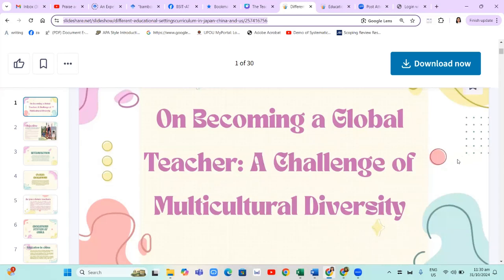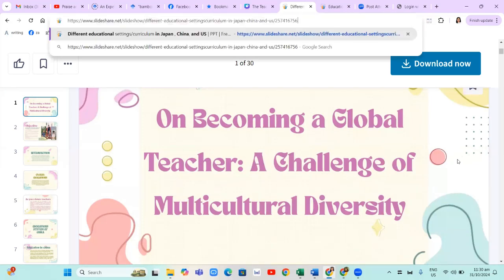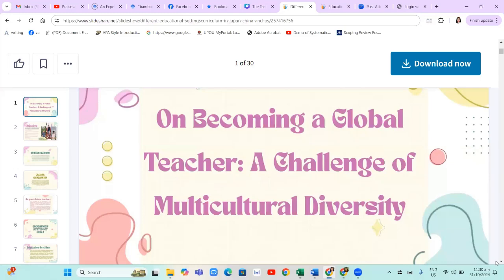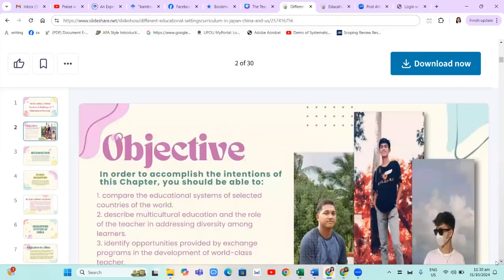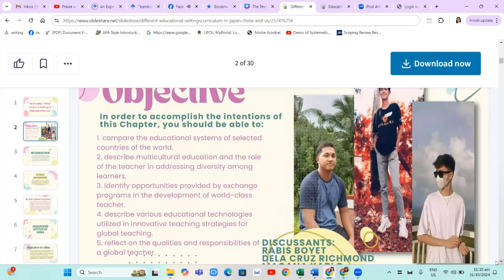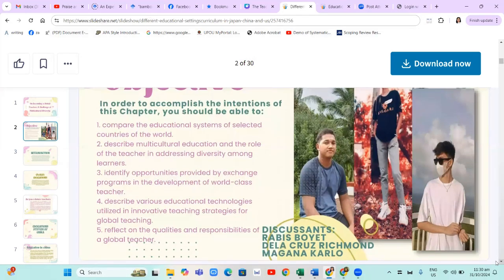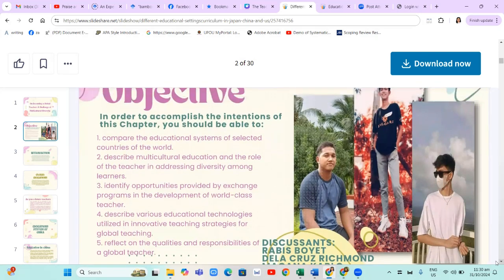On becoming a global teacher, a challenge of multicultural diversity. Our specific objectives are to compare the educational systems of selected countries of the world, describe multicultural education and the role of teacher in addressing diversity among learners, identify opportunities provided by exchange programs in the development of world-class teacher, describe various educational technologies utilized in the innovative teaching strategies for global teaching, and reflect on the qualities and responsibilities of a global teacher.